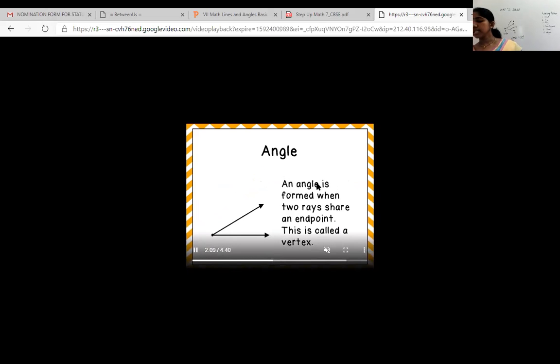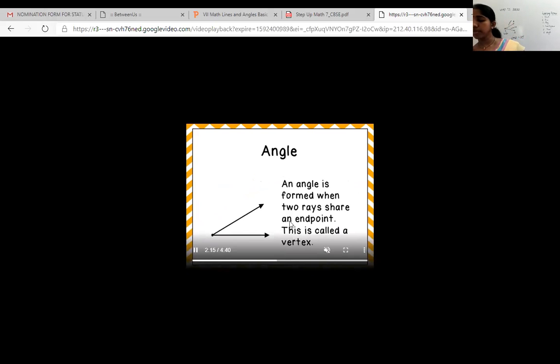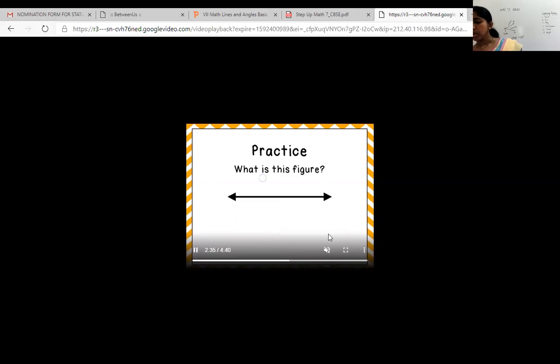So next is an angle. An angle is formed when two rays share an endpoint, that is, having a common endpoint. Two rays meeting at one point, having the common endpoint. This common endpoint is called the vertex, and these we call arms. So an angle is formed when two rays share an endpoint. This is called a vertex.